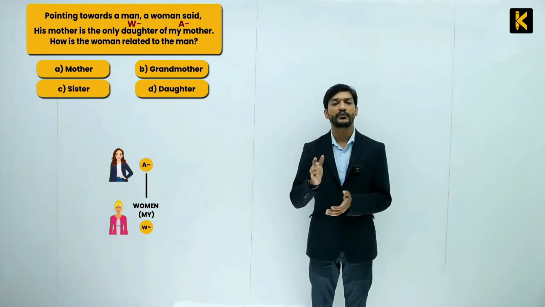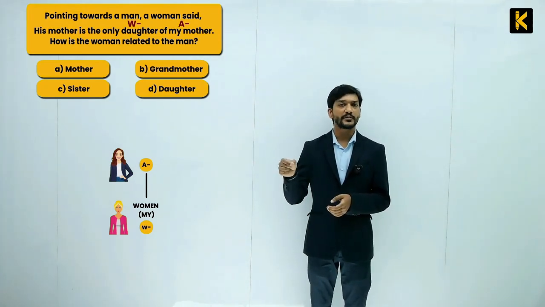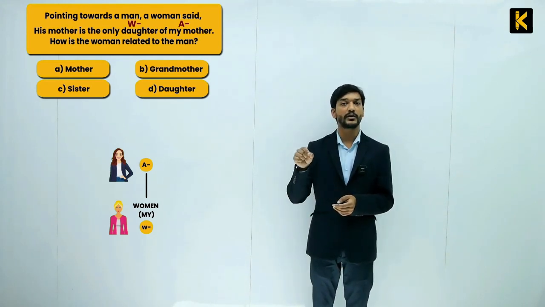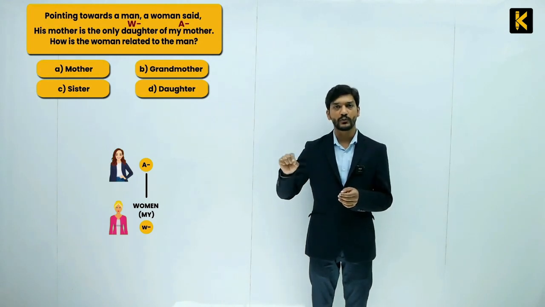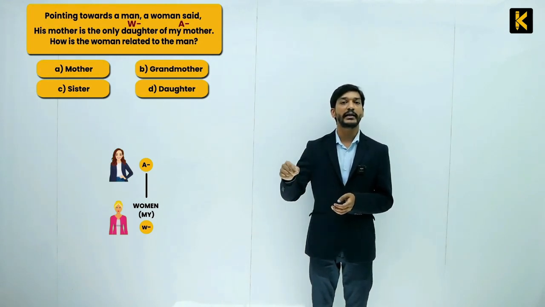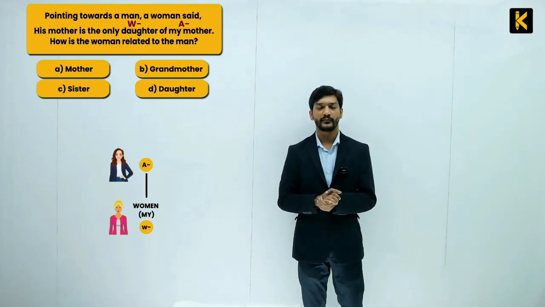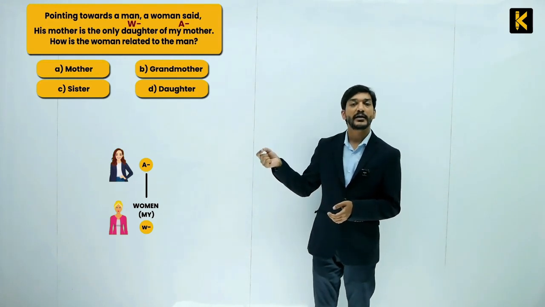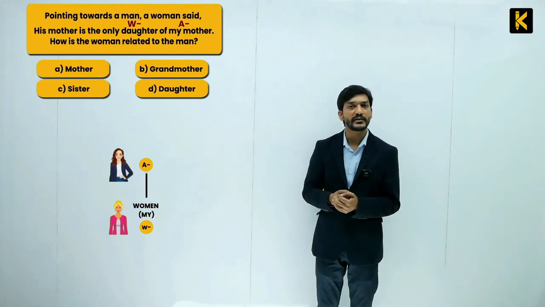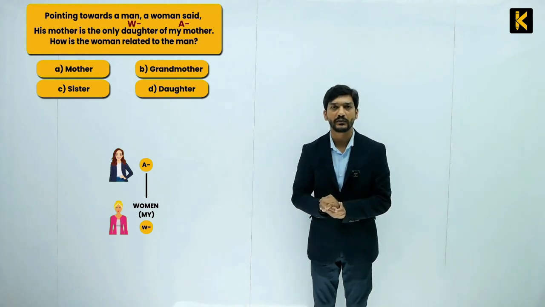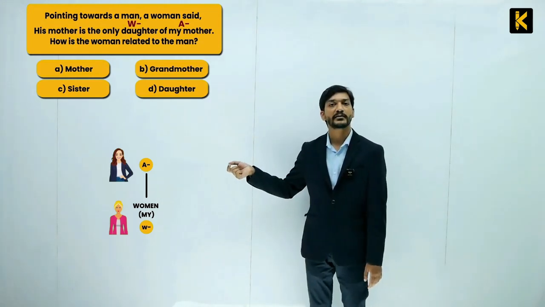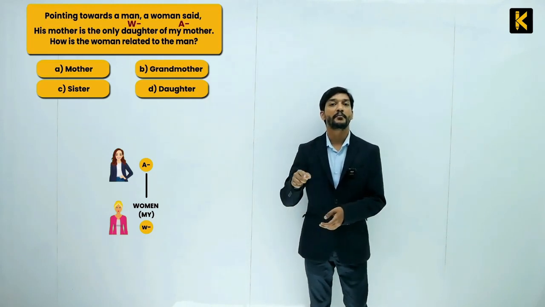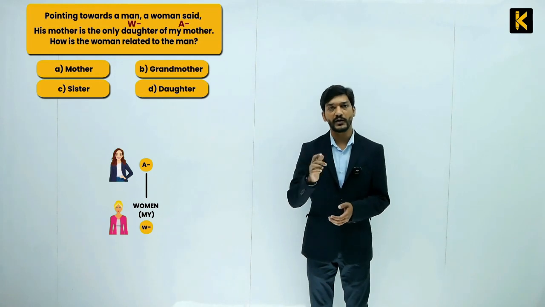So the next part you have to read is that his mother is the only daughter. Okay, his mother is the only daughter. You have to read it backwards. Only daughter is his mother. Only daughter means what? W minus. So W minus is his mother. His means the man the woman is talking about. So W minus is the mother of the man, and the man is the son of the woman.